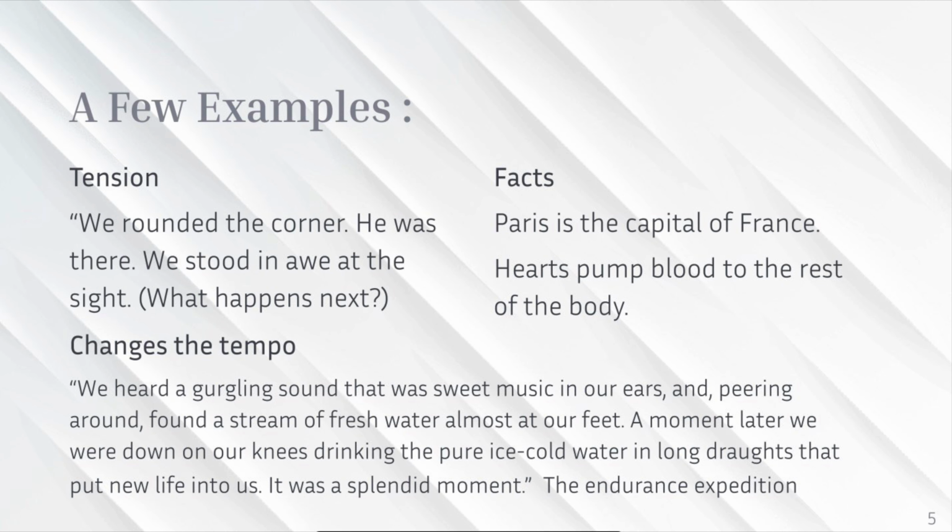Simple sentences can also state facts, like Paris is the capital of France and hearts pump blood to the rest of the body. This quote from the Endurance Expedition is a great example of changing the tempo in a paragraph. We heard a gurgling sound that was sweet music in our ears, and, peering around, found a stream of fresh water almost at our feet. A moment later, we were down on our knees drinking the pure ice-cold water in long draughts that put new life into us. It was a splendid moment. The few sentences before "it was a splendid moment" were long and complex. The last one was simple, changing the tempo in the story.